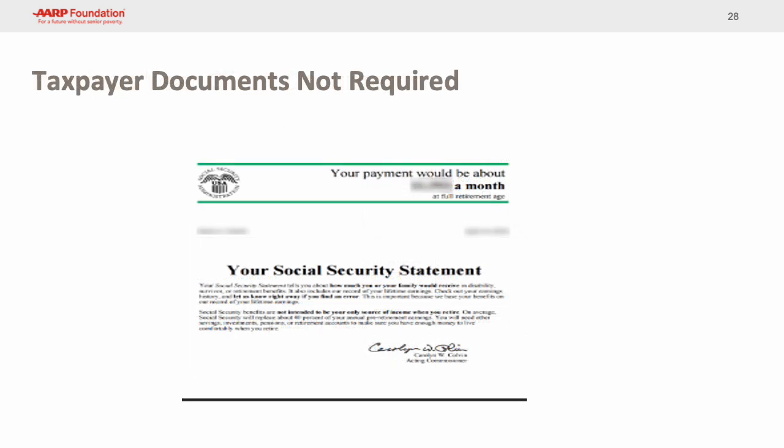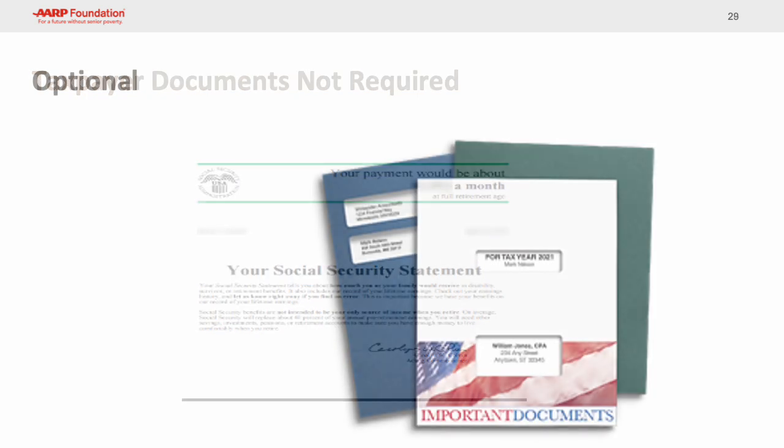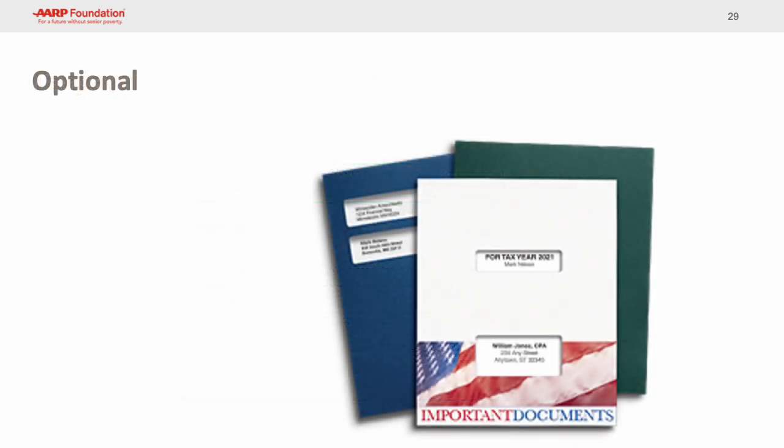Taxpayers will often provide documents that are not required. Examples of this are yearly Social Security statements. One of them is pictured on this slide. Monthly bank and mortgage statements, credit card payments, and monthly or quarterly statements from brokerage companies. Just place all of these documents behind the actual tax documents.